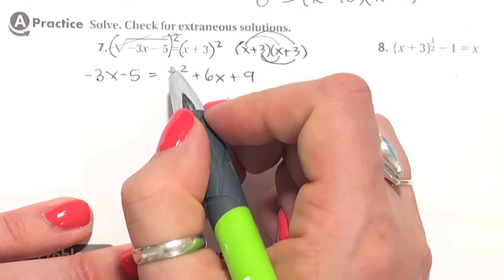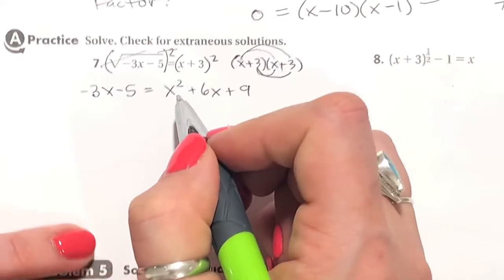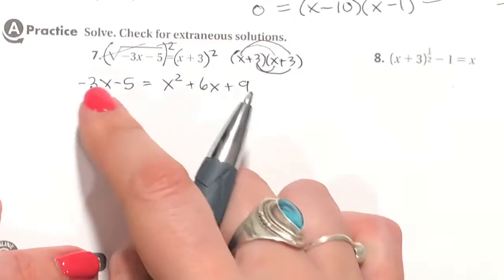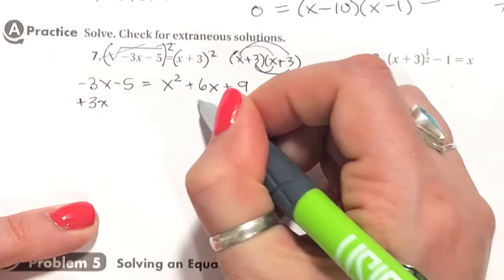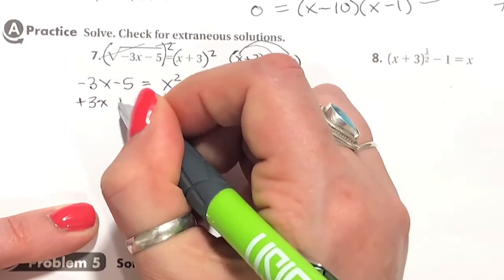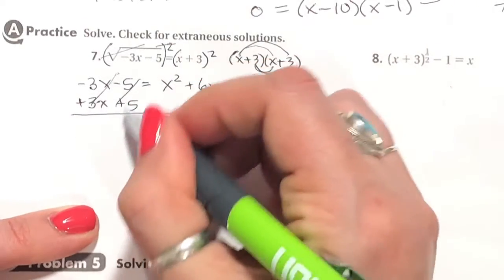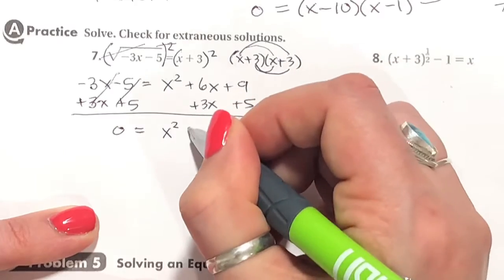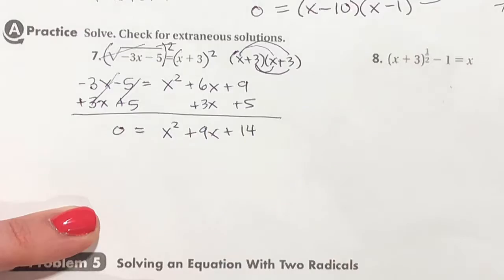So again, just like the problem we just did, we have x squareds here. Whenever you have an x squared to solve, you need to first get 0 on one side and then factor it. So let's move both of these over to our other side. Let's add the 3x over, add the 5 over, so that we get 0 on that left side. And then on the right side, we have x squared plus 9x plus 14. And then we want to factor.